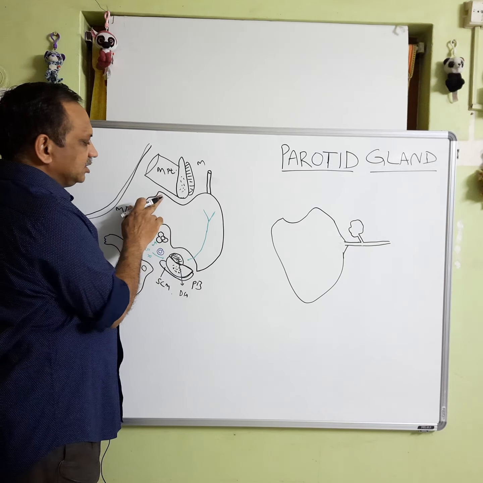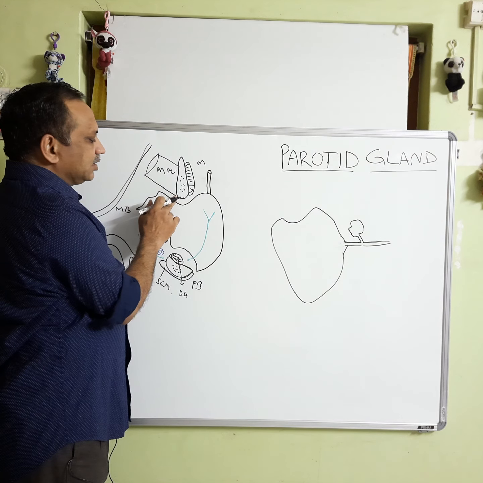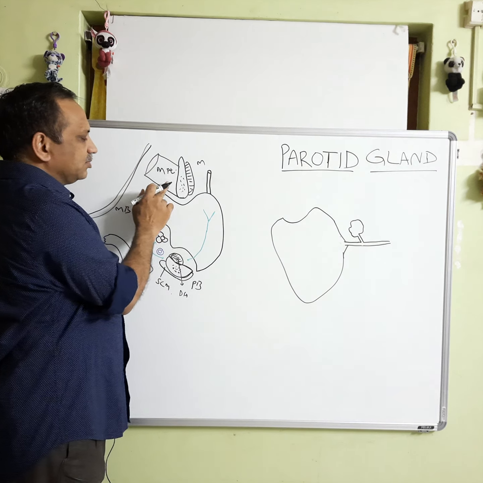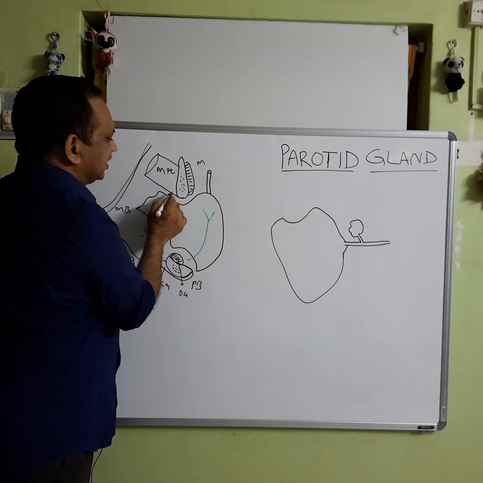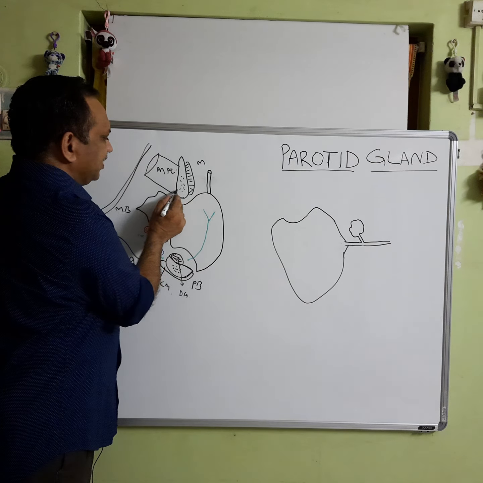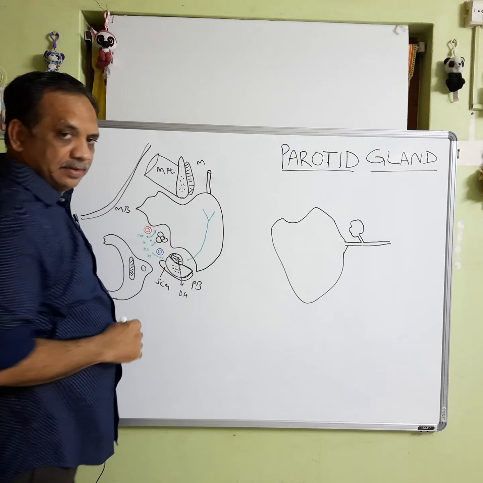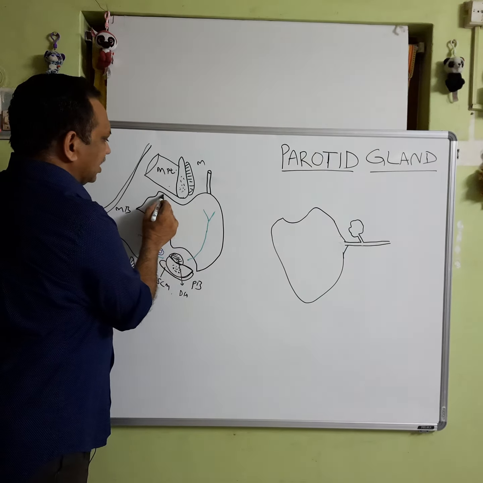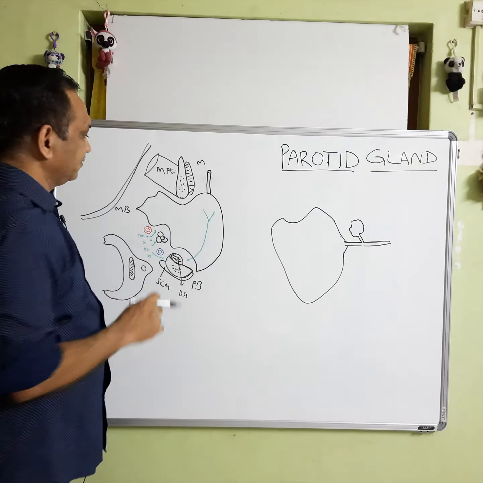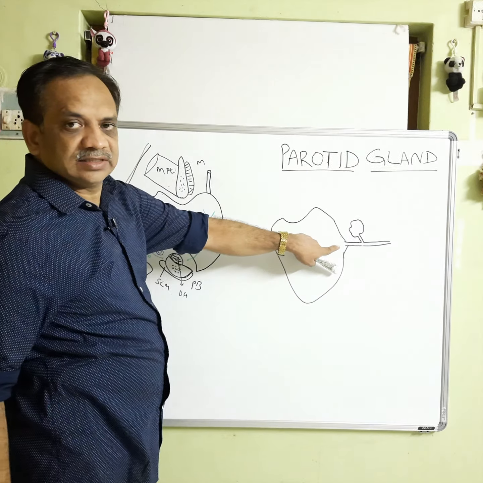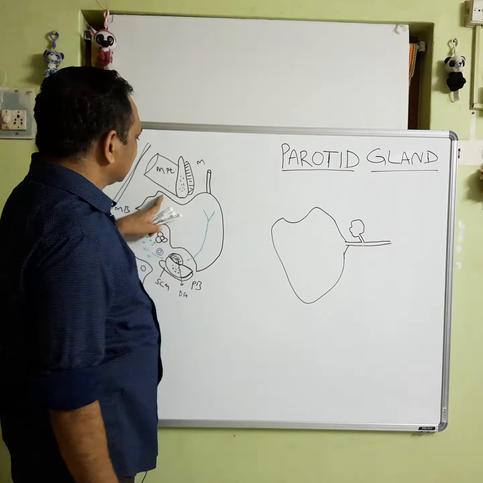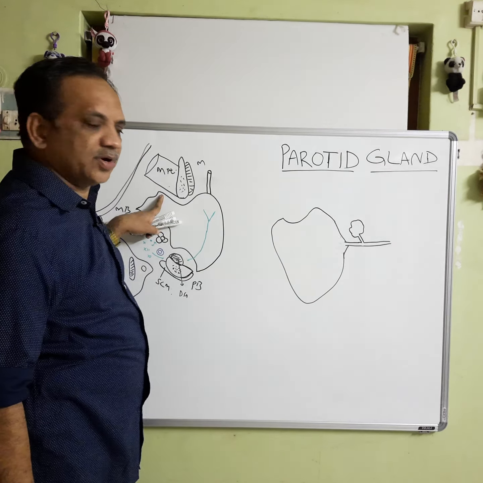Then this part is related to the insertion point of the medial pterygoid muscle. Sometimes it may extend a bit into the space between the medial pterygoid muscle and the mandible. So, this part is called the pterygoid process. So, facial process, glenoid process, then the third one is the pterygoid process.